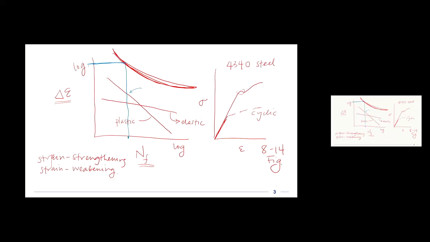But when we get out into the higher number of cycles, we're still in low cycle fatigue, but at a higher number of cycles. We get out here, we're almost to the high cycle fatigue, which we've been studying quite a bit. And in that regime, the elastic portion dominates.